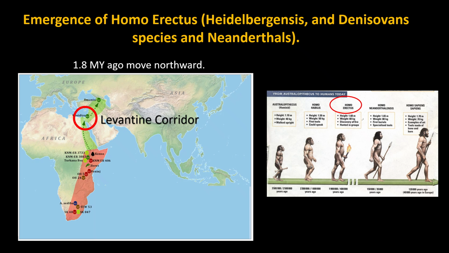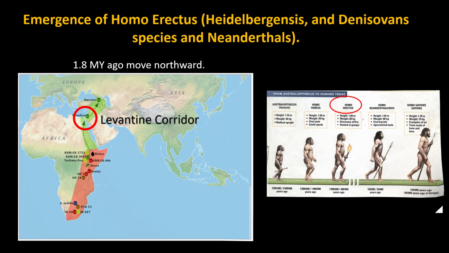The Dmanisi archaeological site located in Georgia stands out as the earliest known outpost of hominins outside of Africa, marking a monumental step in the human journey dating back to about 1.8 million years ago.